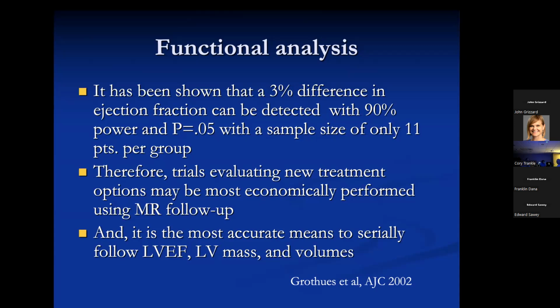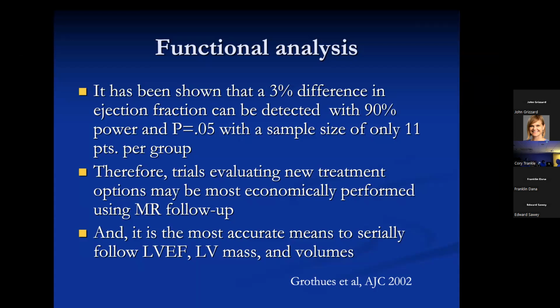So I think we're probably going to be even better on this, but it's very reproducible. You can pick up a 3% difference in ejection fraction in a series of patients with 90% power and only have to use 11 patients, whereas for echo, you would have to do about 90 in this study that he reviewed.